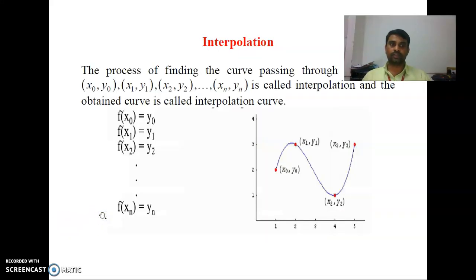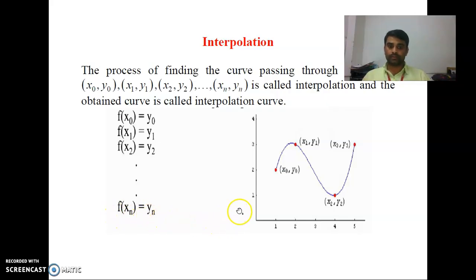So first we discuss here what is an interpolation. The process of finding the curve passing through the points x0, y0, x1, y1, x2, y2 up to xn, yn is called interpolation, and the obtained curve is called interpolation curve. Suppose that n plus 1 data points are given and we have to fit the curve y equals f(x), and then we have to calculate the corresponding value of y for each value of x. Then we substitute x equals x0, so we get y0, x equals x1, so we get y1, x equals x2, so we get y2, up to x equals xn, so we get yn.